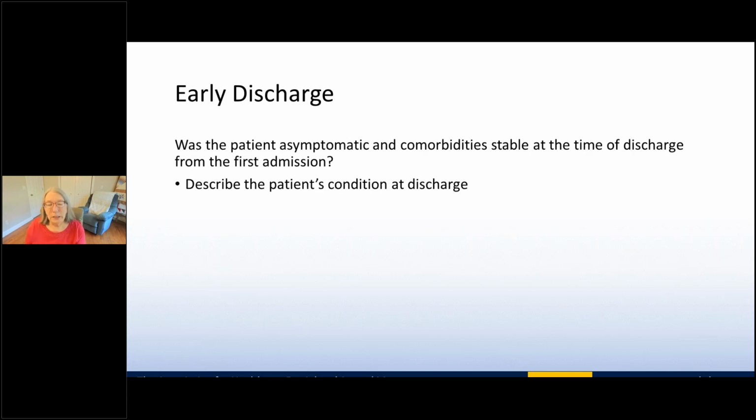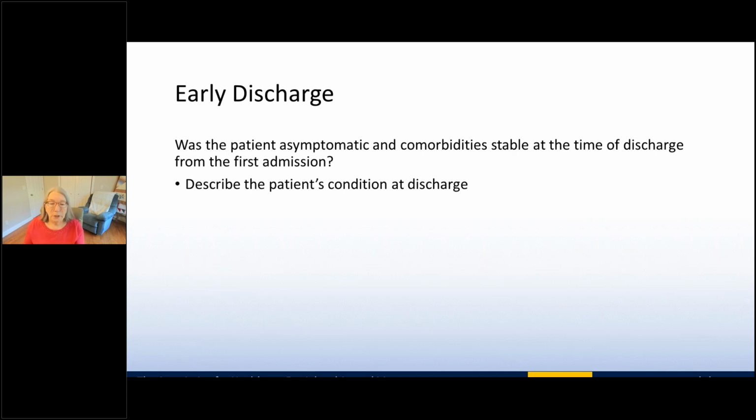Okay, and the last one, the early discharge. I don't see this very often really used as a denial reason for readmissions. But if the payer tells you why they're denying it for a readmission in the first place, which, like I said, the first time around, a lot of times you're just going to get an EOB that says it was denied for a readmission. But let's say you appeal it one time and they come back and say, well, we think you discharged the patient too early. You can appeal that by saying, well, was the patient asymptomatic? Were their comorbidities stable at the time they were discharged? So describe what that patient looked like at the time that they were discharged.